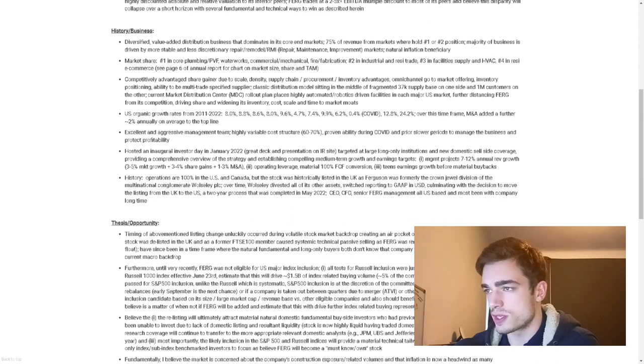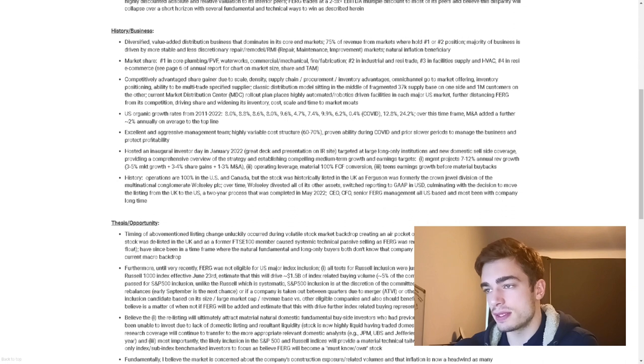Current market distribution center, MDC, rollout plan places highly automated, robotics-driven facilities in each major US market, further distancing FERG from its competition, driving share and widening its inventory, cost, scale, and time-to-market moats.